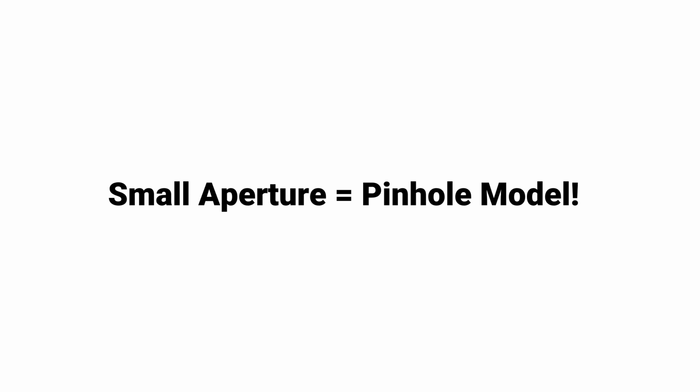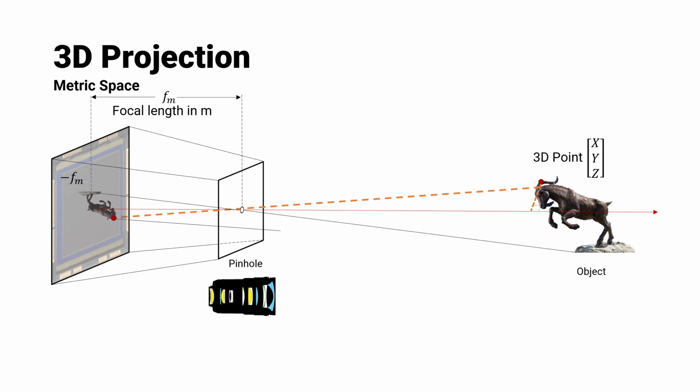Beautiful. To quickly recap everything we talked about till now, if you have a really small aperture mated with the thin Gaussian lens law, we can approximate this mathematically with what is called a pinhole model. Great. So let's write that in equations. Let's write that in math. Remember, I promised that this video is all about math. So let's dive right into the math.